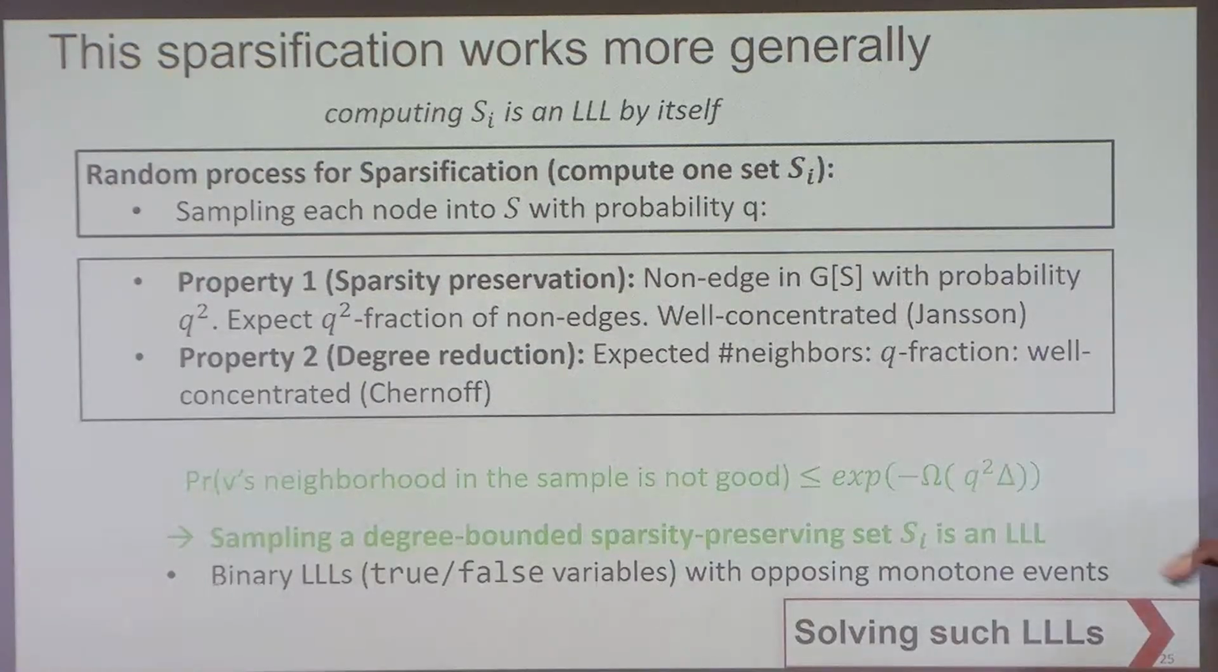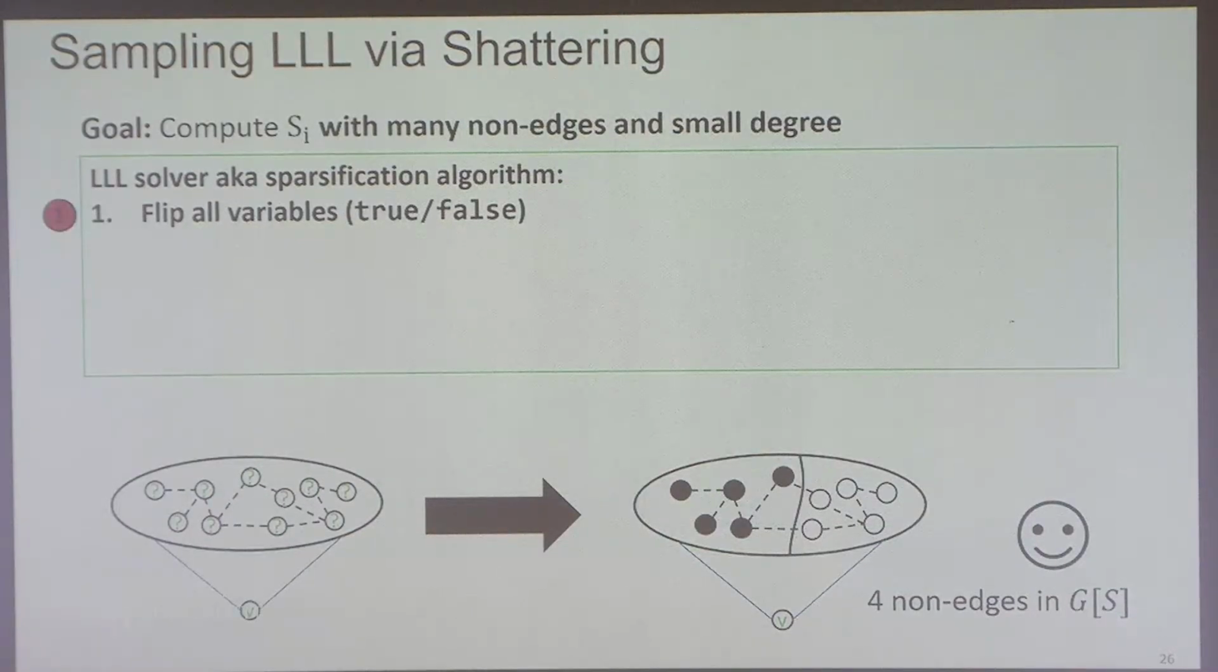So what we can summarize here is that sampling such a degree-bounded, sparsity-preserving set actually is an LLL, but a very specific one. It's a binary LLL, sampling variables true or false, and we have opposing monotone events. So we have this event which prefers to have more nodes in the sample, and this event which prefers to have fewer nodes in the sample. And this is what we want to solve, and we stick to the same blueprint.